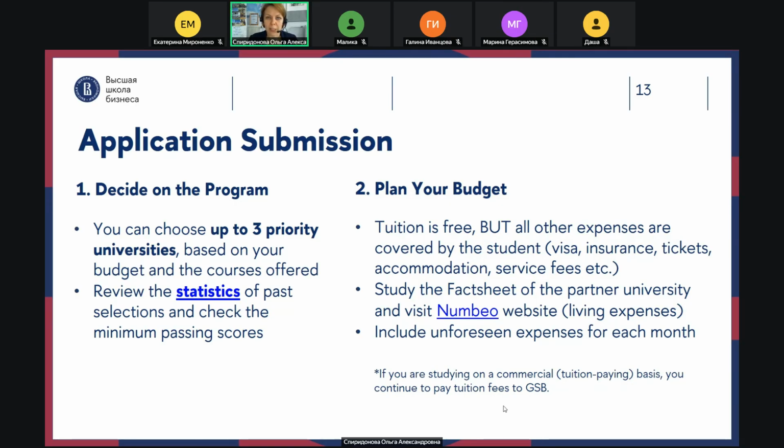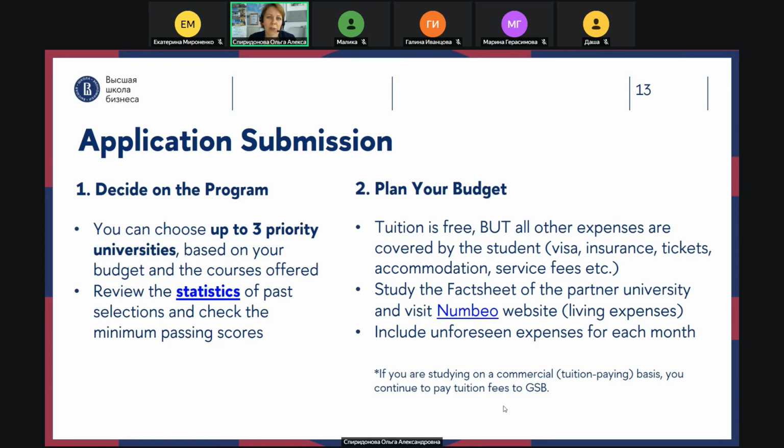So check this, please, and have a look just for your information. Of course, there can be exceptions, and we never know what the competition is for this concrete period, but usually it's like that. So then plan your budget.